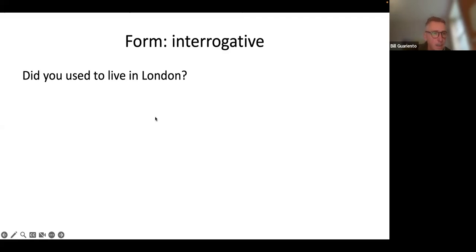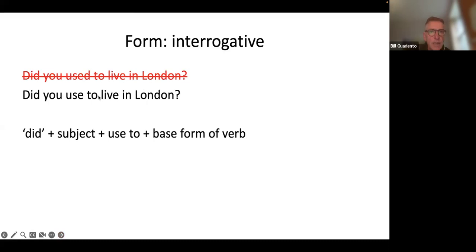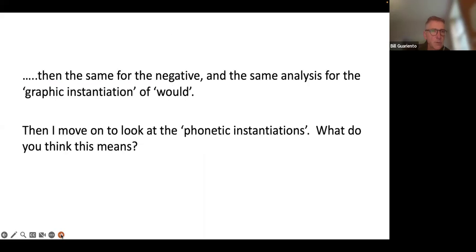Yeah, let's continue. So here we have the interrogative form, did plus subject plus used to plus the base form of the verb. Good. And then I do the same for the negative and the same analysis of graphic instantiation of would. And in my used to and would lesson, normally I move on to look next at the phonetic instantiations of used to and would. What do you think this means? The phonetic instantiations.